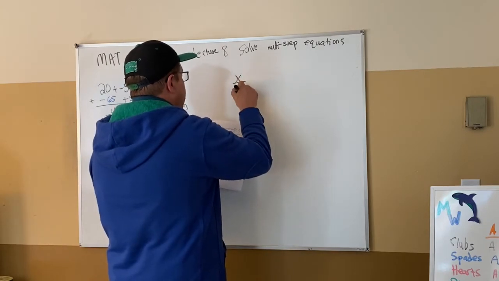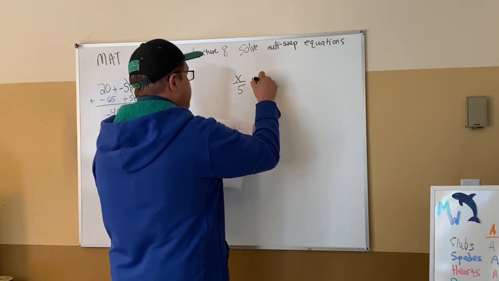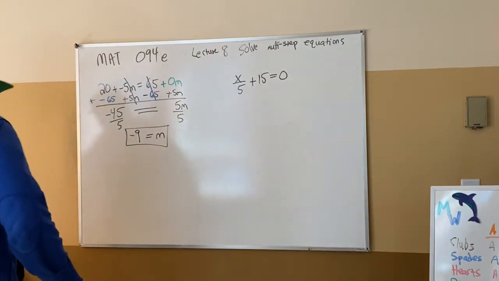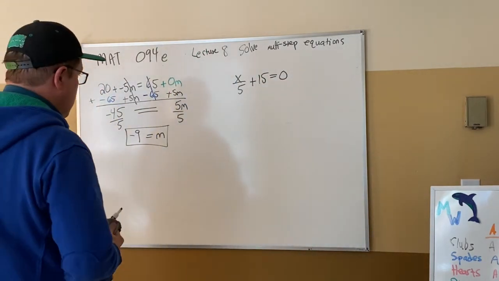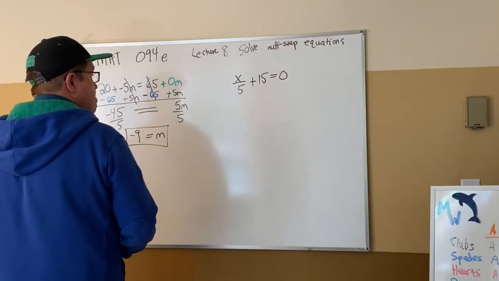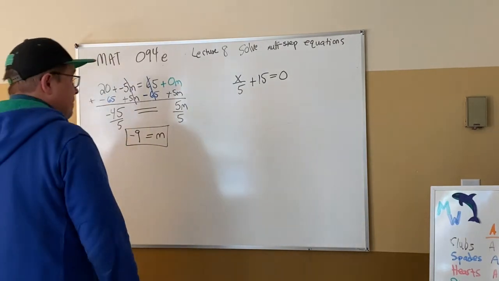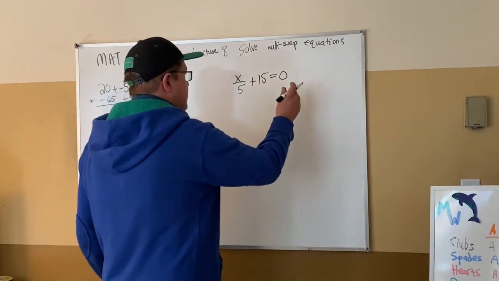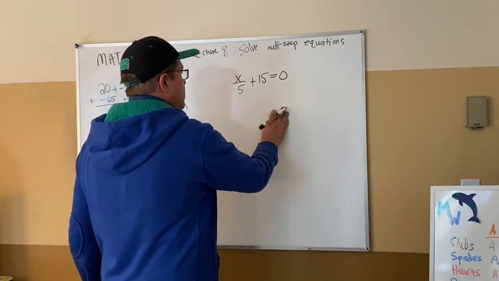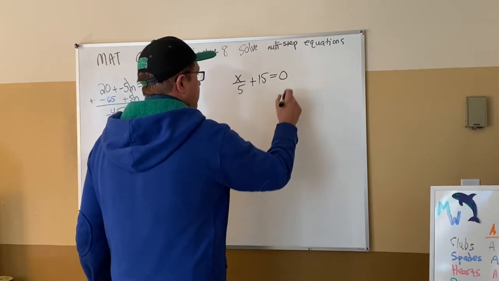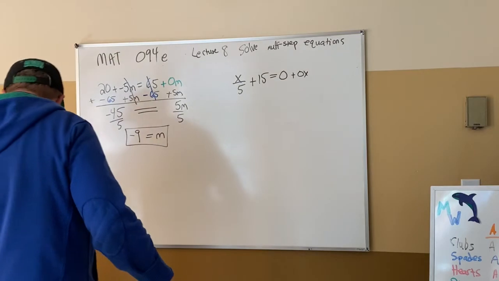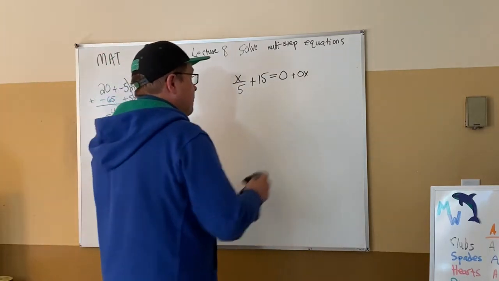x over 5 plus 15 equals 0. Right now it looks like our target is 0. But this x over 5 is a positive term. There's no x's on this side, right? We don't have too much to go with here. If you want to put plus 0x, you know, you can. But we got 0 over there. It's pretty much nothing over there.